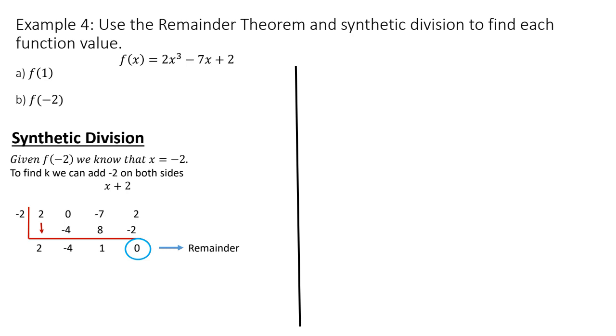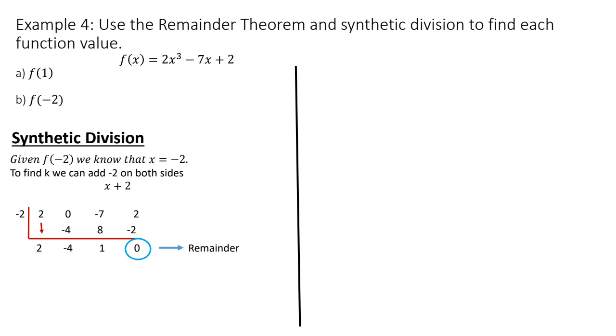Again, if I do my synthetic division, my k value is negative 2. Again, my polynomial is 2, 0, negative 7, 2. Okay, and I see here that my remainder is 0. Awesome. We love it when we have a 0.